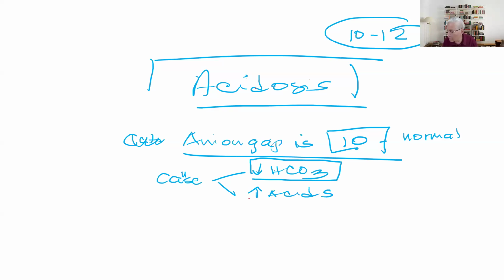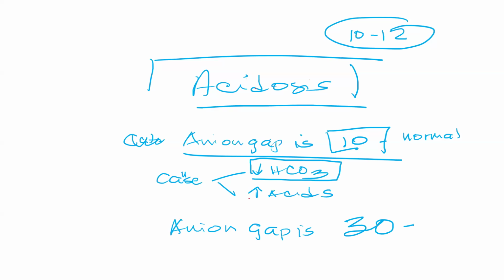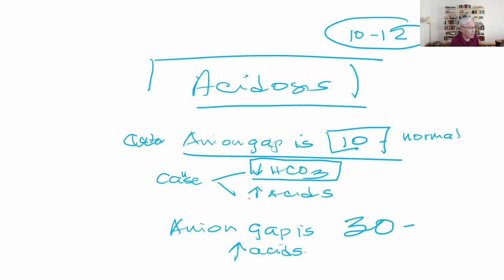The patient might be vomiting and therefore losing a lot of acids to the GI system. However, if the anion gap is 30, what is causing the anion gap to be high? Is it because of a decrease in bicarb or an increase in acids? And the answer to that is it's an increase of acids. So an example of that would be diabetic ketoacidosis.